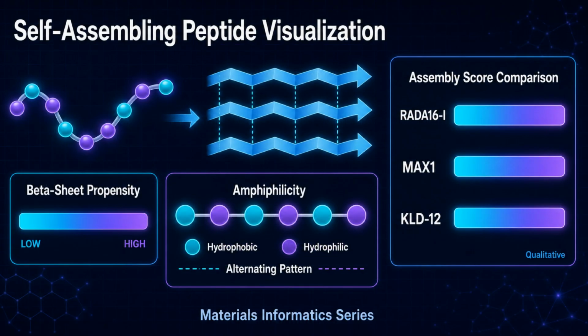Self-assembling peptides form hydrogels useful for tissue engineering and drug delivery. We predict assembly tendency using beta sheet propensity scores for each amino acid and amphiphilicity from alternating hydrophobic hydrophilic patterns. The peptides RADA16 and MAX1 are proven self-assembling sequences. Random sequences lacking these features won't assemble.